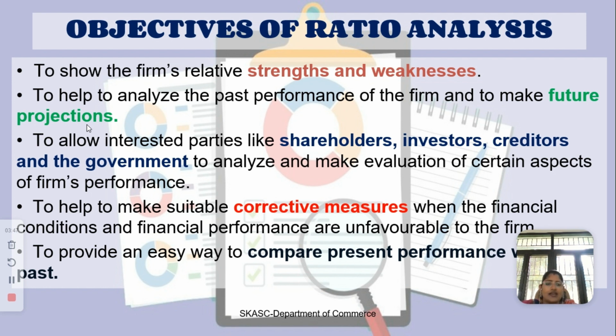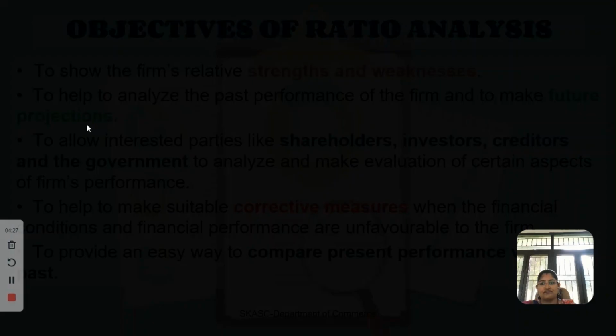Yes, who are interested in this? Shareholders, investors, creditors, and government. How are they interested? Yes, I as a shareholder am investing. Yes, I'm an investor and a creditor who's supplying goods. Yes, why should I supply goods? What is the credit rating of this organization? Is the party in a position to repay the debts on time? Yes, the supplier satisfaction levels help to make suitable corrective measures when the financial conditions are unfavorable, whether the company actually makes the payment, whether it meets its commitments. Yes, so to compare the present performance with the past, ratio analysis is best to do.